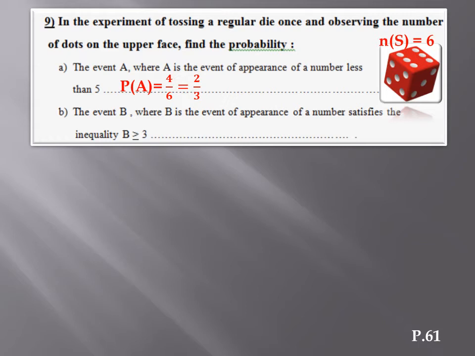The event B, where B is greater than or equal to 3. I need the numbers greater than or equal to 3 on the die. How many numbers are greater than or equal to 3? 3, 4, 5, 6. How many numbers? 4. That means the probability of B will equal 4 over 6, which equals 2 over 3.